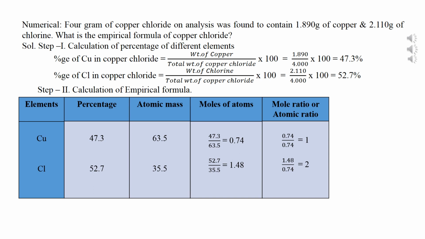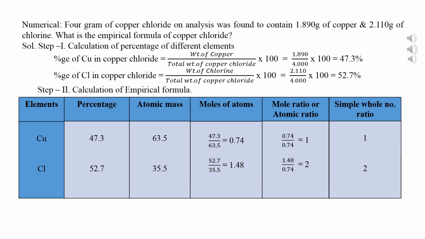So our last step is simple whole number ratio of both the elements. We can write as copper is 1 and for chlorine is 2. So the required empirical formula of the compound is CuCl2.